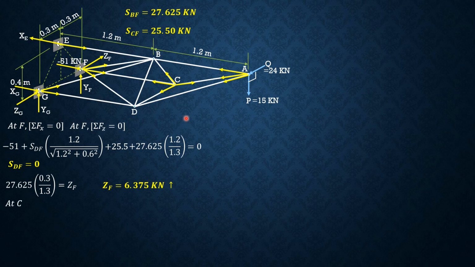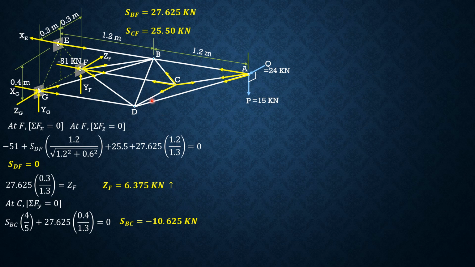Let's go back to C, summation forces Y equals 0 to solve for SBC. So SBC is parallel to this: 0.3 along Z, 0.4 along Y. So 3, 4, 5 is the slope. So summation forces Y equals 0. SBC times 4 over 5 plus SAC, which is 27.625, vertical component 0.4 of distance over distance. Then no more because these two members are horizontal, equals 0. So SBC is negative 10.625 kilonewtons.